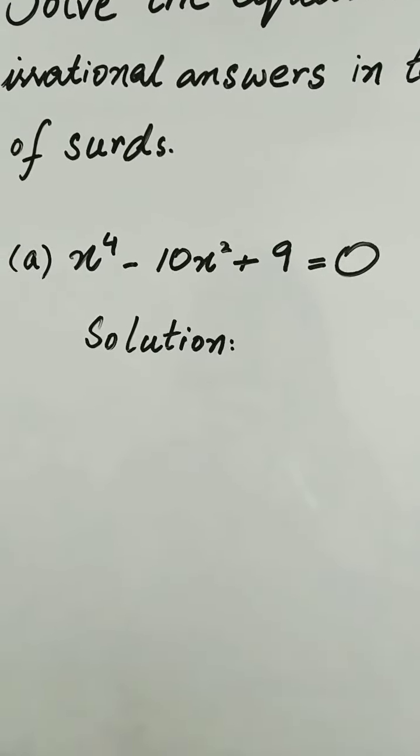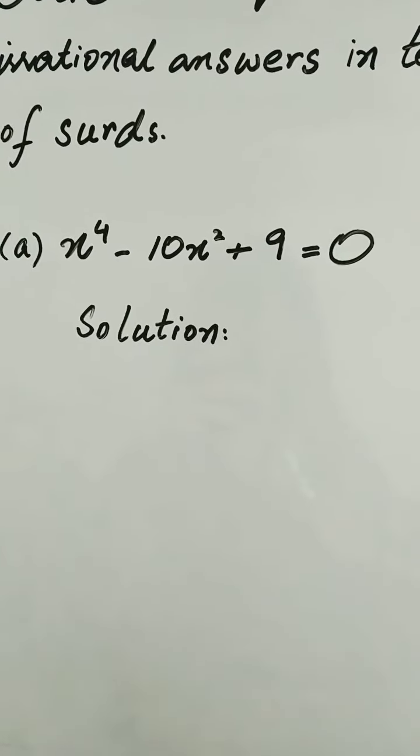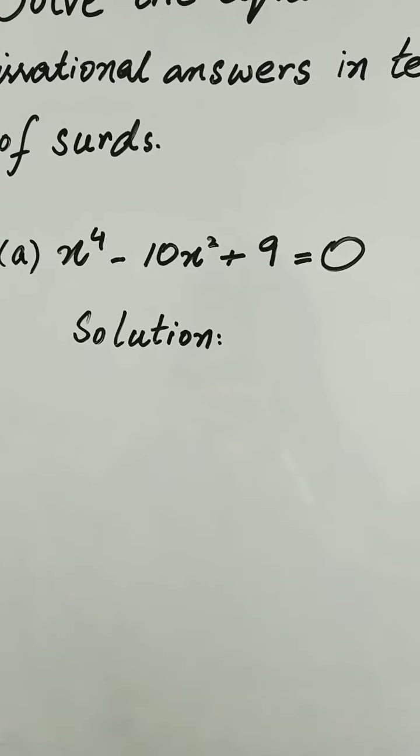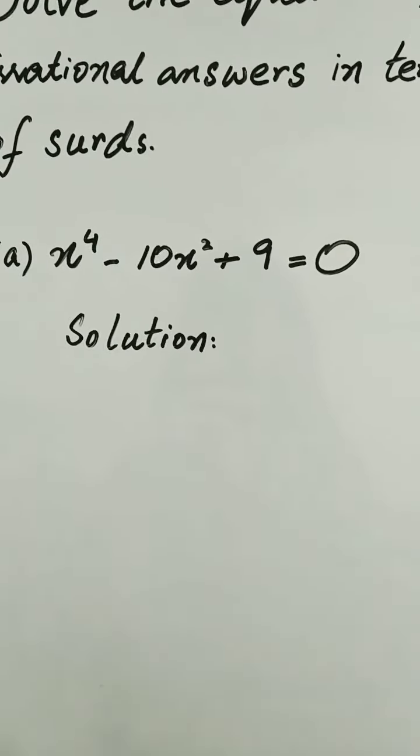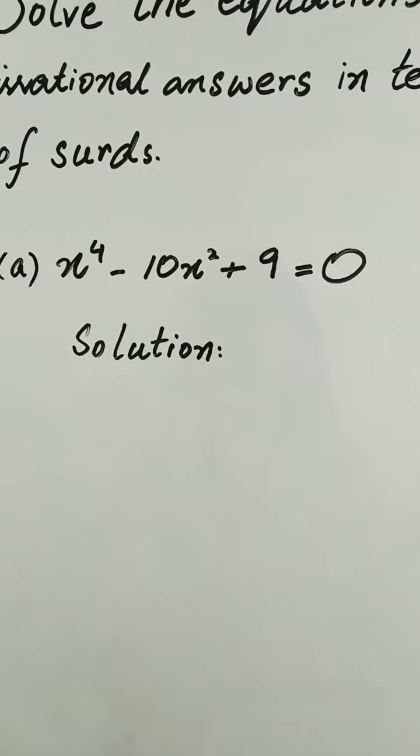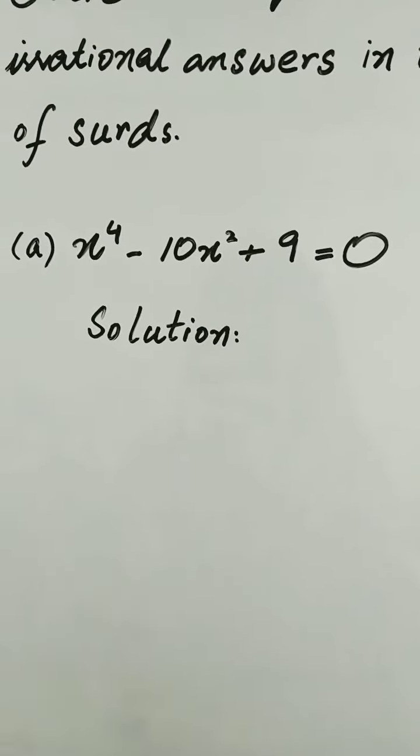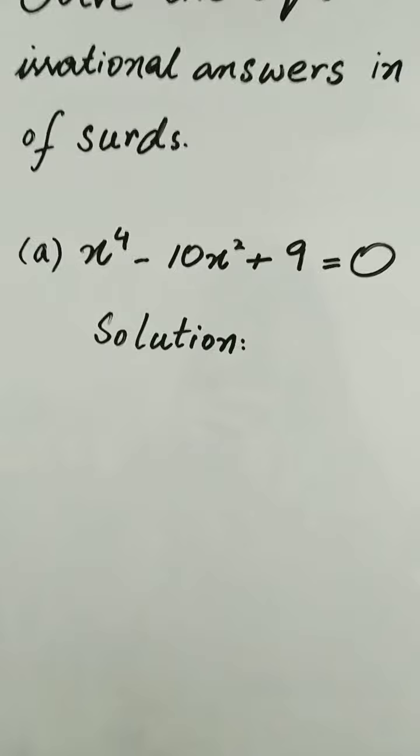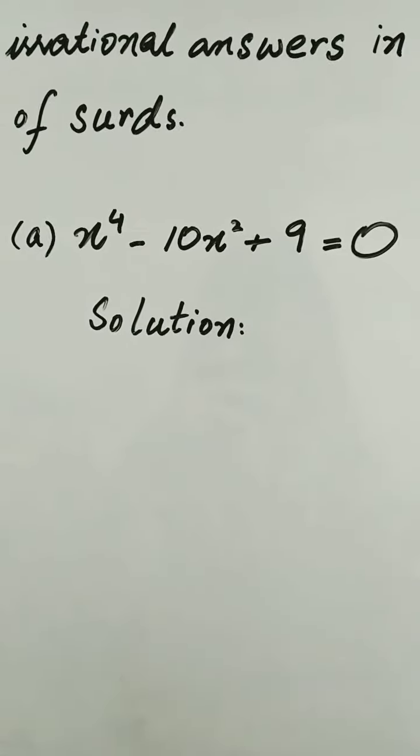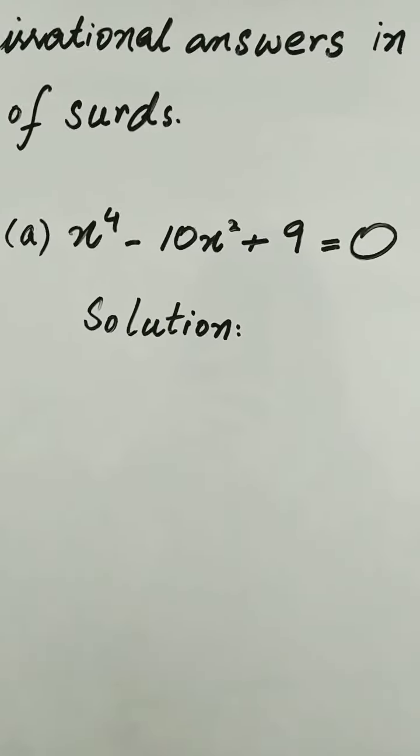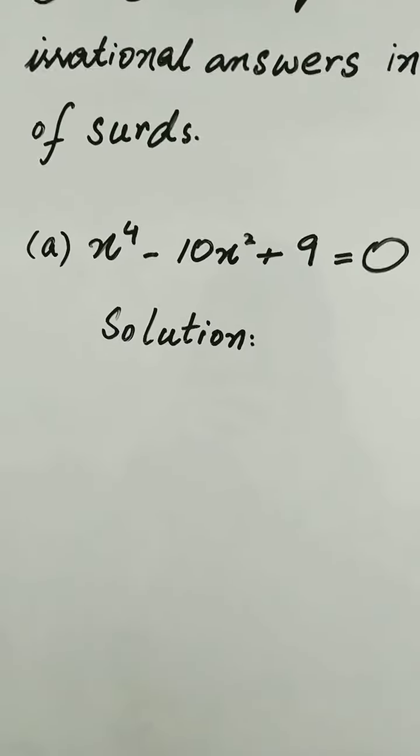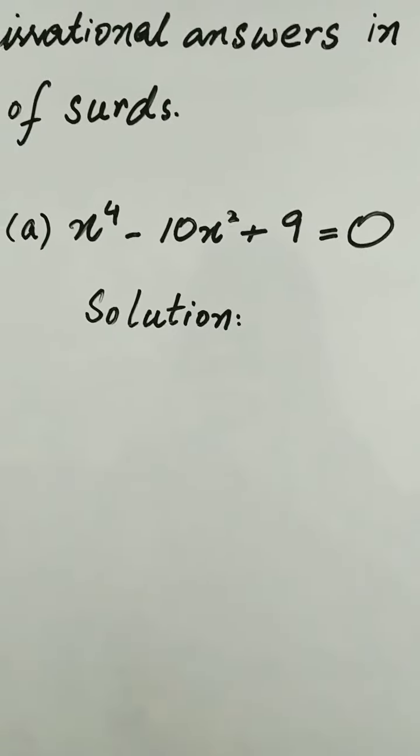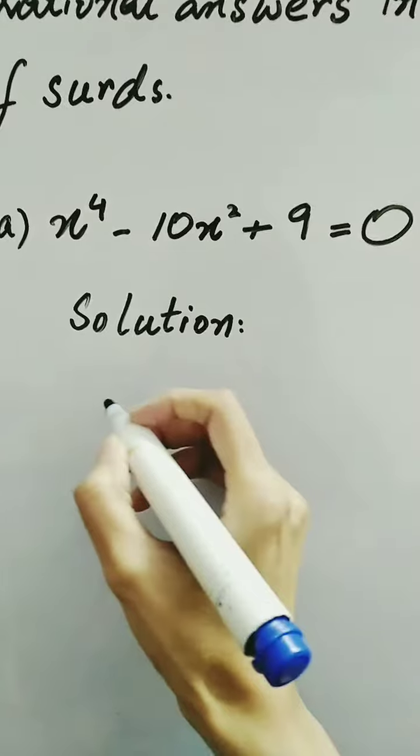Now look at the first question here, which is x power 4 minus 10x square plus 9 is equal to 0. Here we can easily find out the value of x with the help of factorization. In order to factorize this equation, let's look at the middle term of 10x square. If we break this 10x square into 9x square plus 1x square with the negative sign, then this equation can easily be factorized. Now start solving this equation.